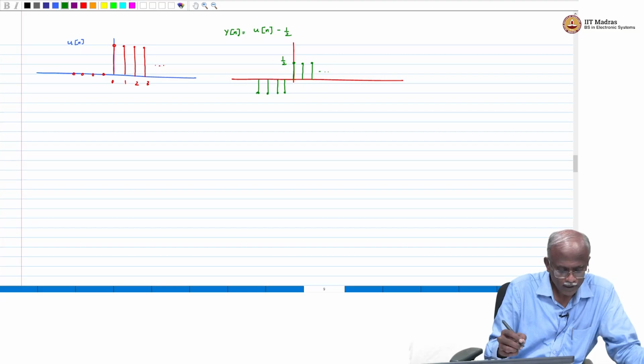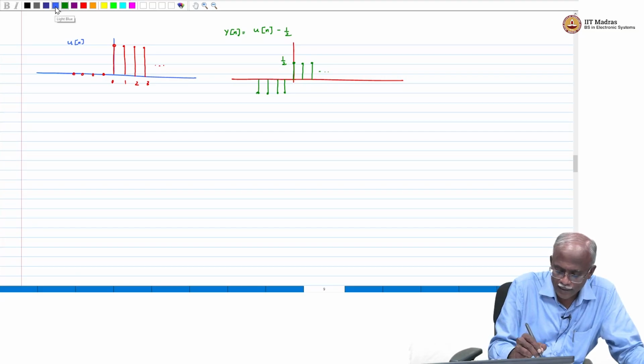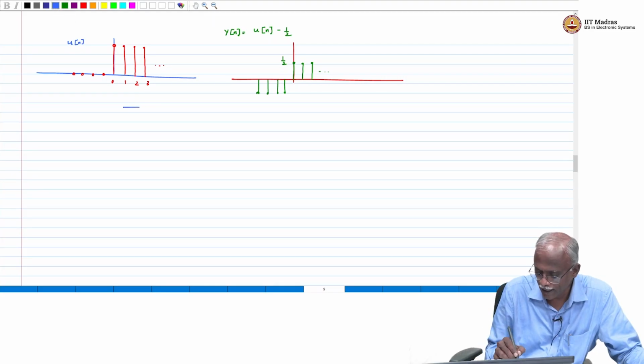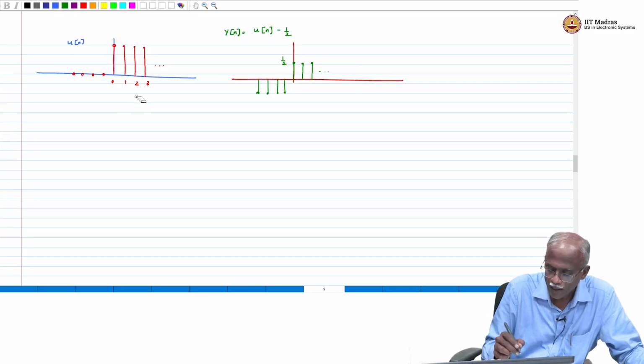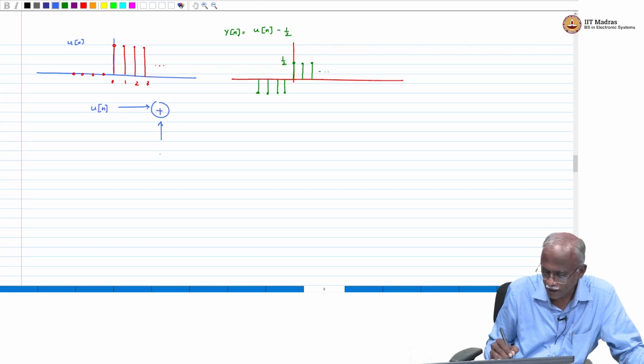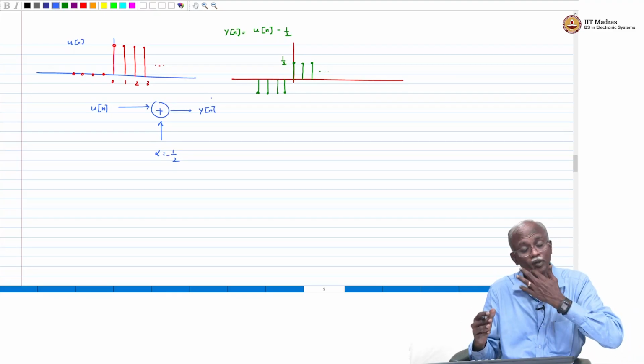Now, by the way, this particular operation can be indicated as u of n added with a scalar alpha equal to minus 1/2. This is y of n. So, basically sequence addition will be of this type.